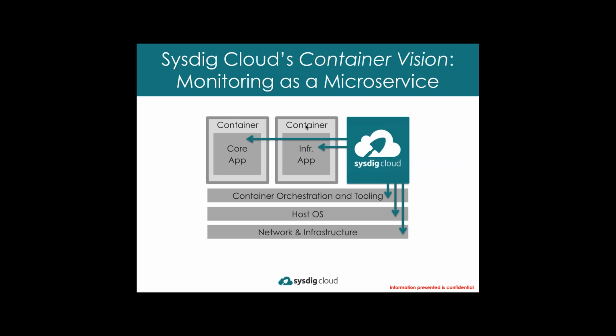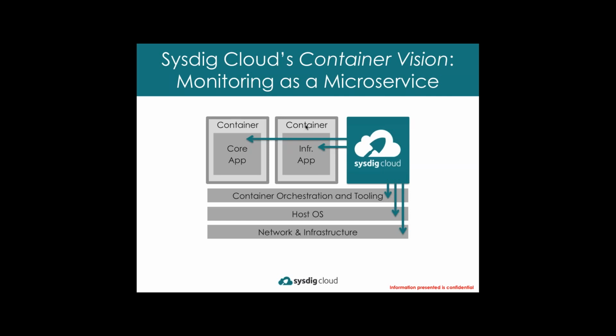We call it monitoring as a microservice because essentially your monitoring is deployed as a microservice alongside all the other microservices that you're running in containers. So you just drop the Sysdig Cloud Container Vision container into your environment. It runs alongside all of your other containers, and we're automatically going to detect what technologies and what applications are running in those other containers, automatically tap into them and start extracting metrics.